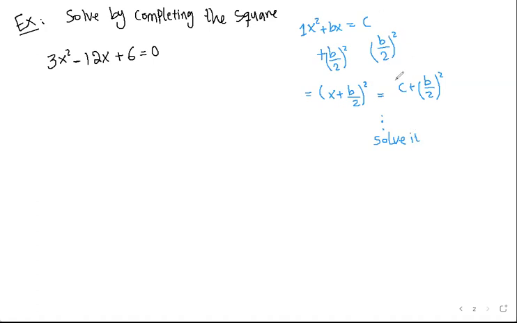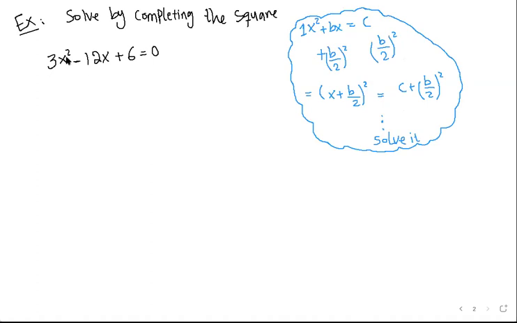Okay. Yes, Angel. Yes, we're taking the greatest common factor to make the coefficient of x squared equal 1. You see the steps. This is the idea. Now, let me go back to the example here.